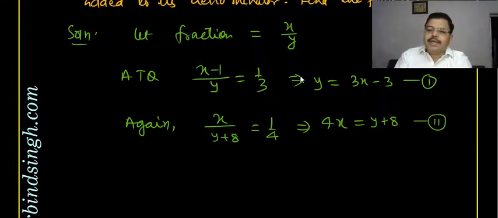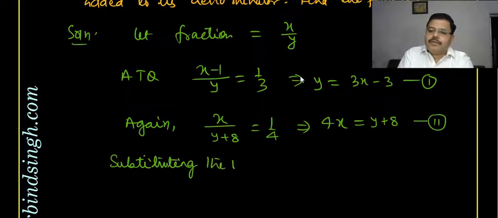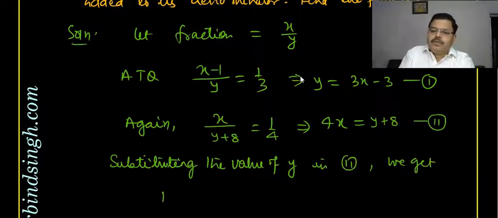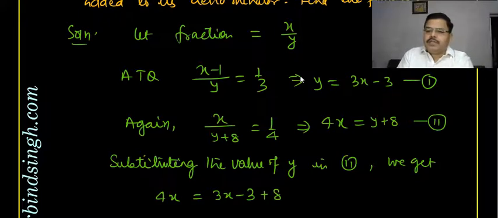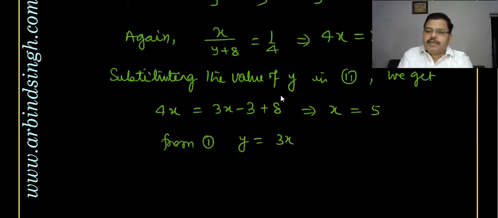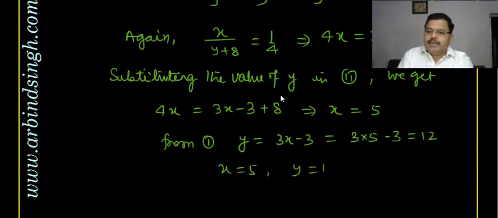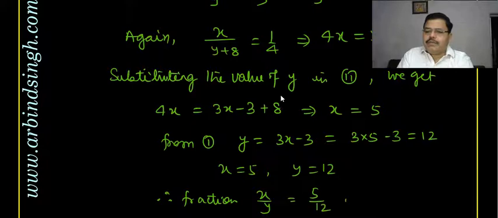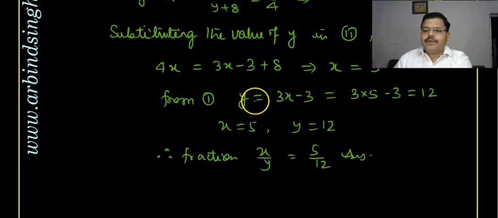If I put the value of y here, substituting the value of y in the second, we get 4x is equal to 3x minus 3 plus 8. So 3x will come this side, so it will be x, and 8 minus 3 is 5. So x is equal to 5, and from first, y is equal to 3x minus 3, that is 3 into 5, 15 minus 3 is 12. So x is 5 and y is 12, and therefore the fraction x by y is 5 by 12. That would be the answer. I hope you got it. Okay.